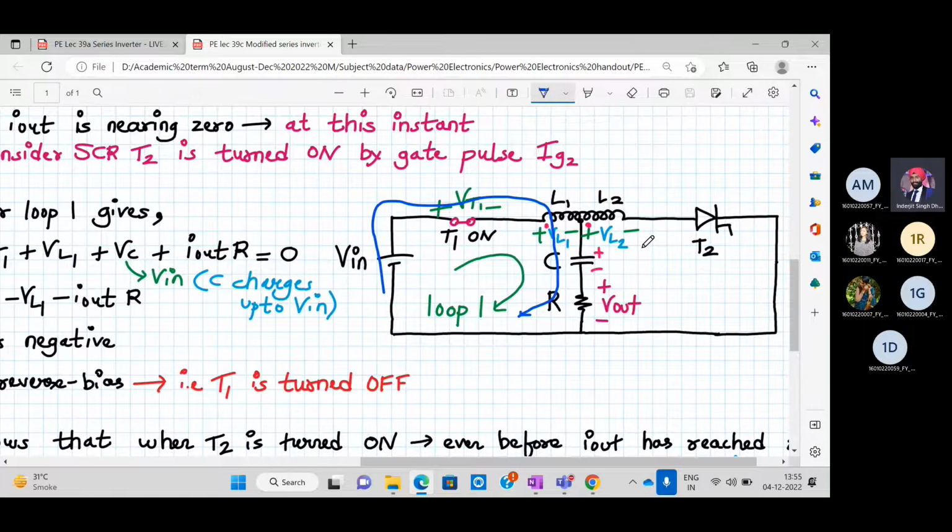Is this point clear to you? This is very, very crucial. If you understand this, the next part will be very, very simple.